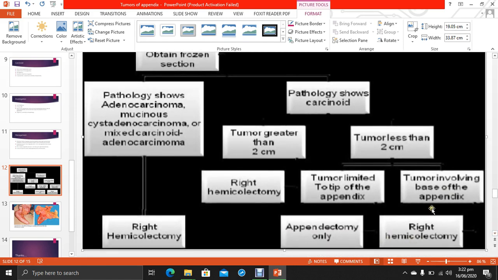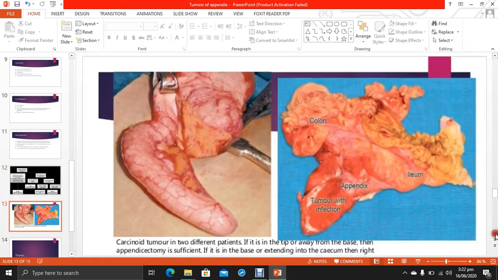Right hemicolectomy if the base is involved, or if these are the types of malignancies. Only when the malignancy is at the tip and less than 2 centimeters is appendectomy alone enough. In all the rest of the conditions, right hemicolectomy is the operation of choice.